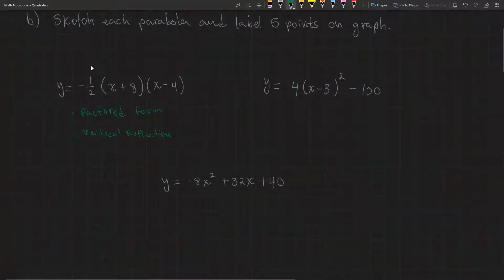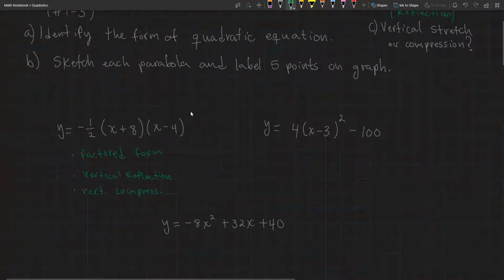Then we ask ourselves, is this number greater than 1 or less than 1, in terms of its absolute value, just the 1/2? It is less than 1, so this is a vertical compression. That means the y values are smaller than the actual parent function. Just keep those things in mind. I won't be writing them below when we graph them, but that's what's going on. If you were able to identify these three things before graphing them, you're in great shape. You're ready to graph this. Just a little bit more algebra is required.